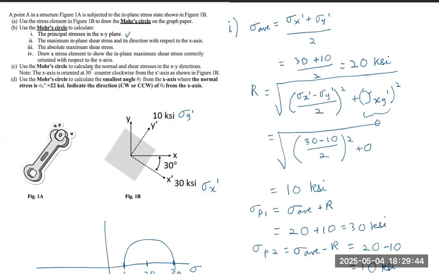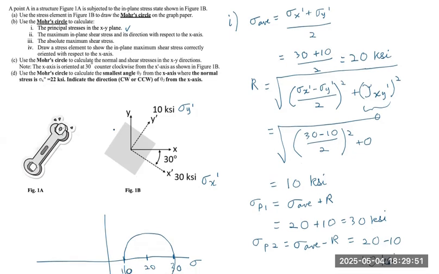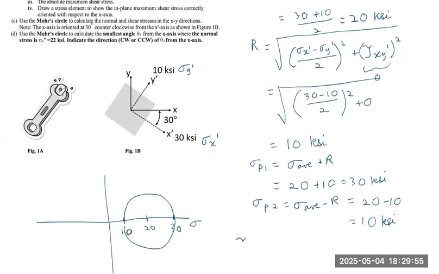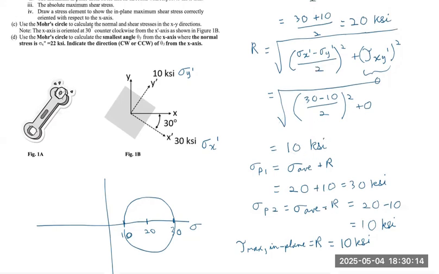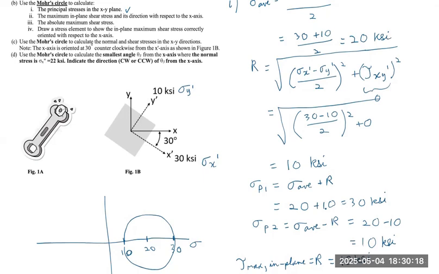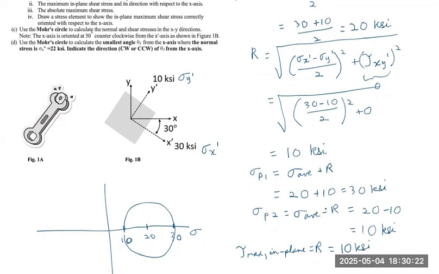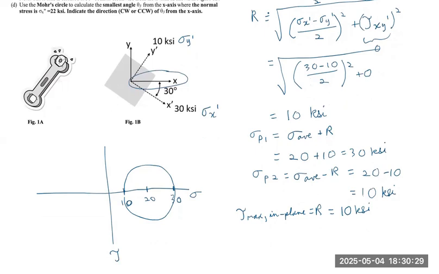We calculated the principal stresses, and now we want to calculate the maximum in-plane shear stress and its direction with respect to the x-axis. The maximum in-plane shear stress is always equal to R, and it is equal to 10 ksi, as we see from R over here. We also want to know its direction with respect to the x-axis, which is over here. So now they're asking us to calculate an angle.